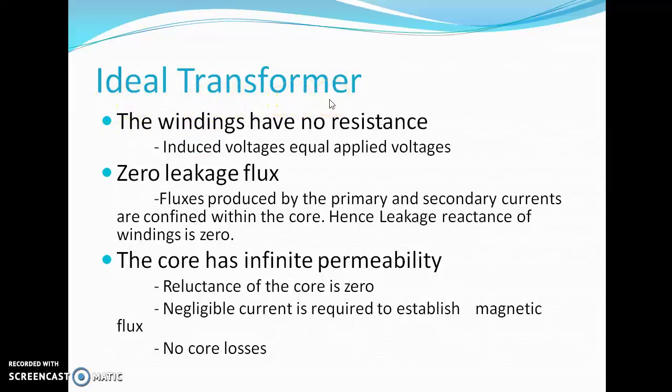Now, what is an ideal transformer and a practical transformer? Though an ideal transformer cannot be realized in practice, we will see what is meant by ideal transformer. It has no winding resistances, windings are ideal, core is ideal, so there is no leakage of the fluxes in the core, and therefore leakage reactance of the winding is 0. The core has an infinite permeability, so reluctance of the core is 0 and negligible current is required to establish the magnetic flux in the core, and no losses in the core, that is hysteresis loss and eddy current loss is 0. So these are the properties of an ideal transformer.